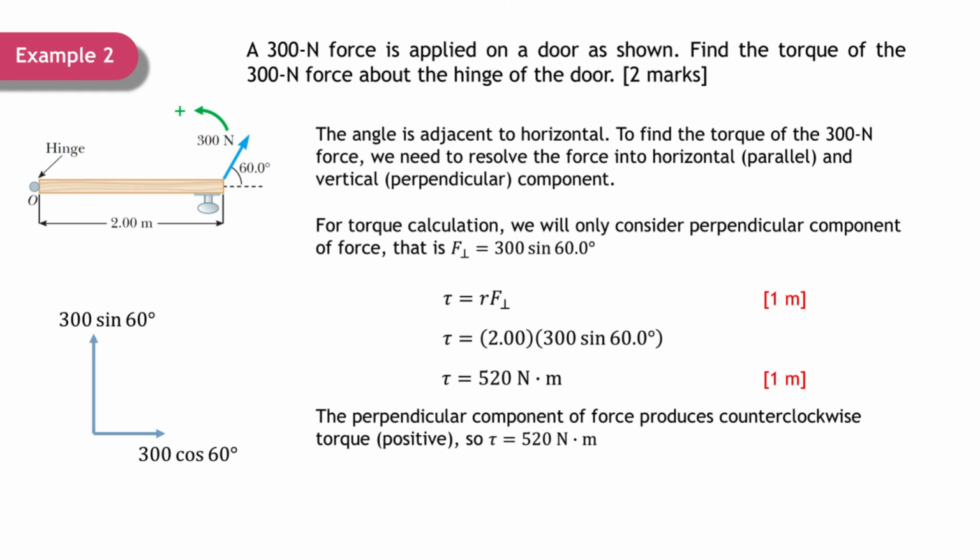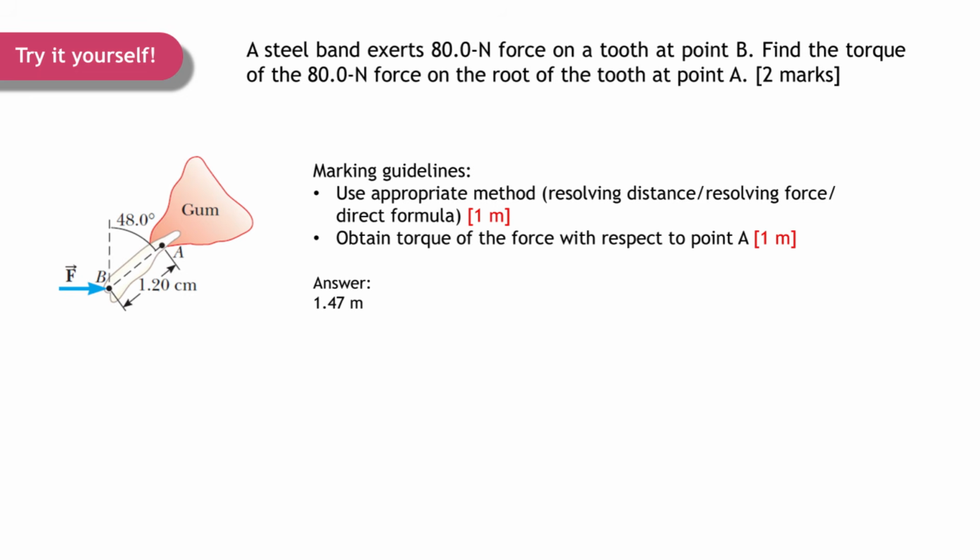Therefore, the force tends to rotate the door counterclockwise, so the torque is positive 520 Nm. Now, let's try one together. Before calculating, identify which method you want to use. You can either resolve the force into components or resolve the distance into perpendicular and parallel components. Remember, torque always depends on the perpendicular component and the distance from the pivot, which is point A. Take about 2 minutes to solve it individually, then we'll discuss the solution together.